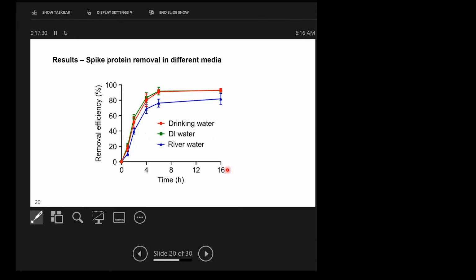And the ACE2 algae robot also shows effective S protein removal in different media, for example, DI water, drinking water, and river water.